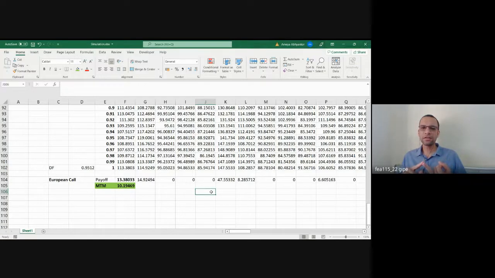So I think that is one. And the second thing is your number of simulations. Both of them are going to have an impact on the MTM. So I would say if you have sufficient confidence in your random number generator, and if you can have a sufficient number of simulations, it would give you a decent enough estimate for the option price.